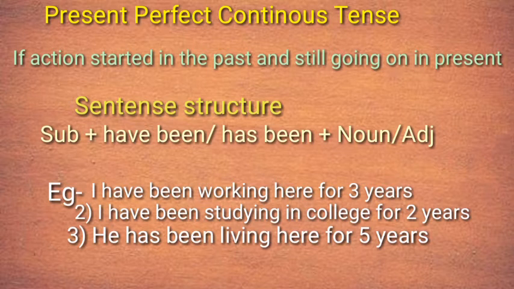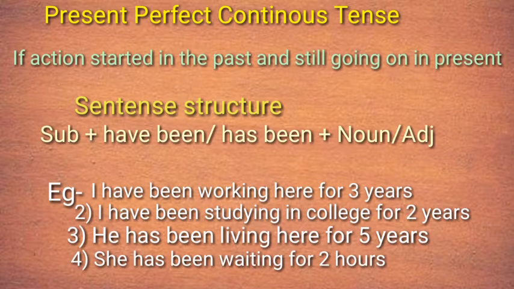Let's see one example with has been. She has been waiting for our friends for 2 hours. Why is she waiting for her friends for 2 hours? Because she's at the party, and she's waiting for her friends. She has been waiting for her friends for 2 hours, and she's still waiting because her friends haven't come yet. So she is still waiting.